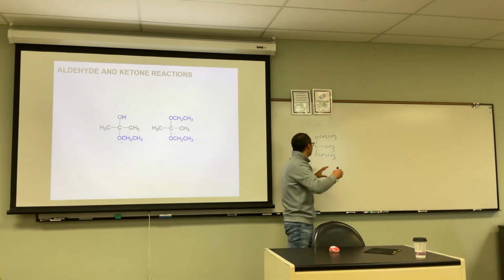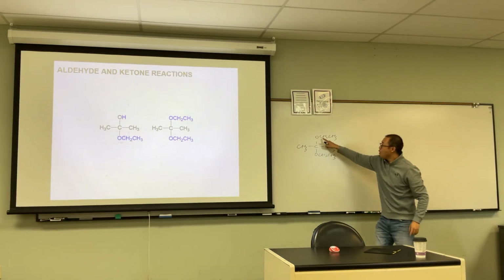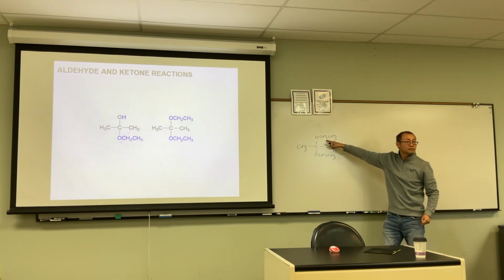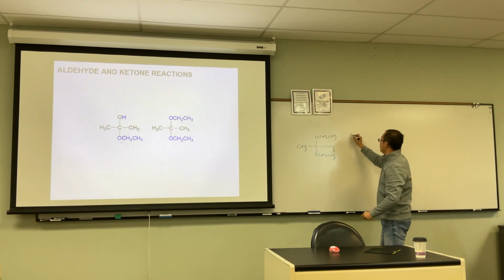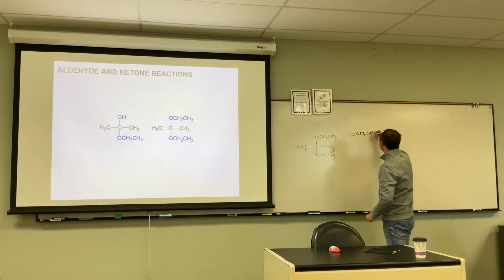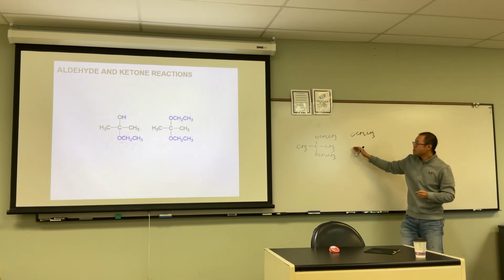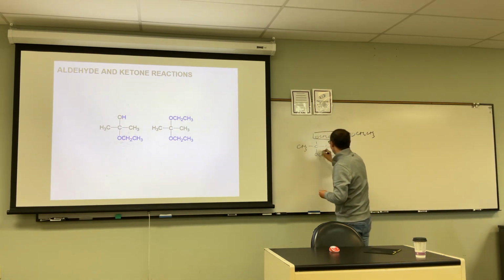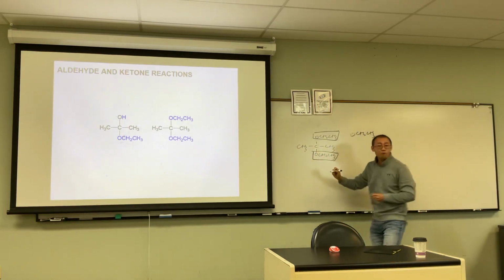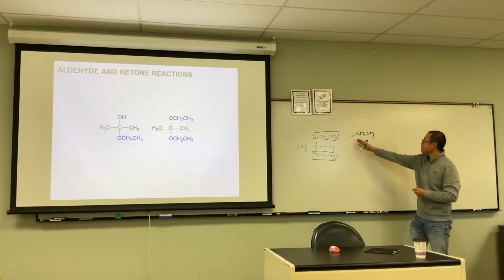Okay, let's take a look. First, again, this OR, OCH2CH3. This OR was from what? Alcohol. From alcohol. Is that right? Do you guys agree? This part here, this and this, they're both from what? Alcohol. So this is from an alcohol.